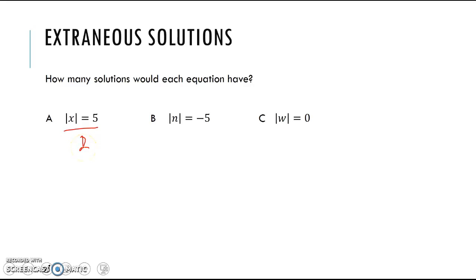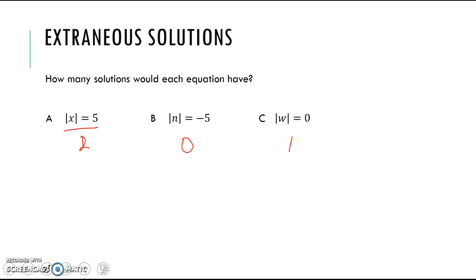So this equation here is going to have 0 solutions because I'm looking for a distance that's -5 units away from 0. Well, a distance of -5 doesn't even make any sense, so I'm not going to have any solutions for part B. If I have a distance from 0 that's 0 units away, well, there's only going to be one solution, and it's going to be 0.